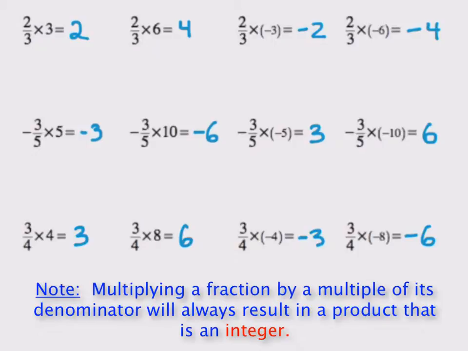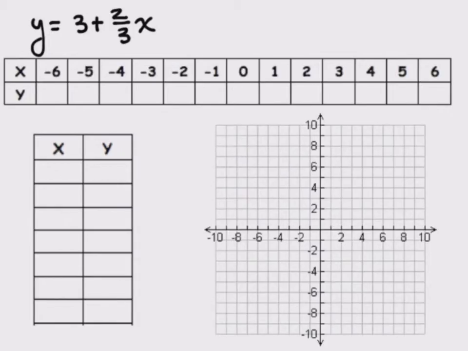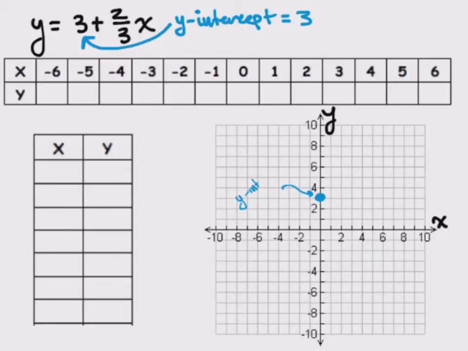integer. Alright, so consider this equation in slope-intercept form, y equals 3 plus 2/3 x. Now we're going to try and graph it. Now, we already know from looking at the equation that the y-intercept is going to be 3. So before we do any graphing, we already know one ordered pair we can graph, that y-intercept. Alright, now our slope is 2/3, and this is the first time we've ever had a fraction for a slope.